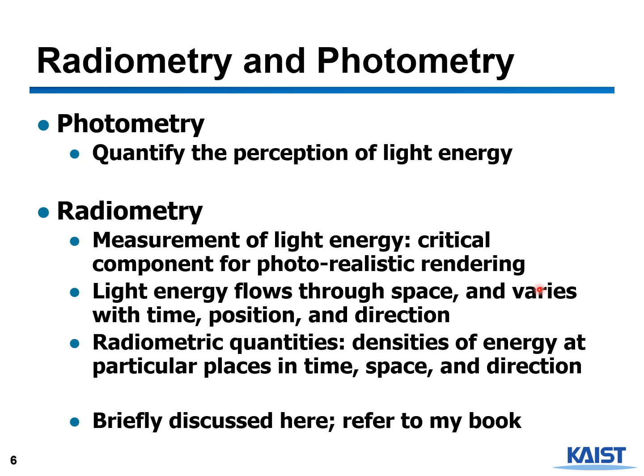Basically, to generate a photorealistic render, we need to measure the light energy. Light energy flows through space and varies with time, position, and direction. So we need to measure light along these factors. And basically, a radiometric quantity is nothing but the density of the energy at a particular place in time, space, and direction.